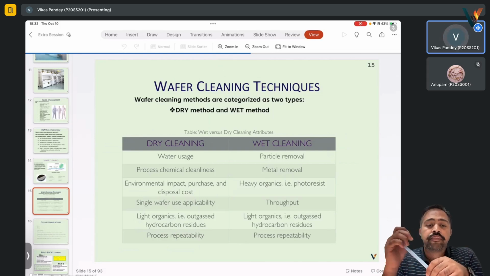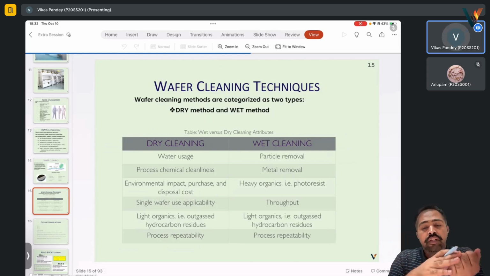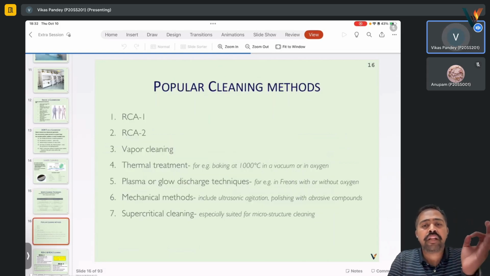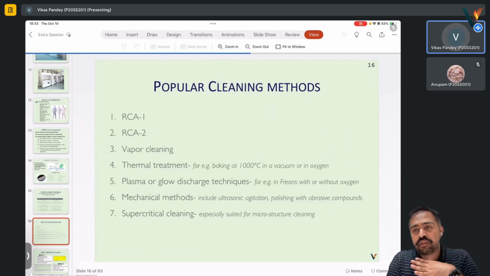But again, process repeatability is better in case of wet cleaning compared to dry cleaning. But the environmental contamination is different for different kinds of cleaning techniques. So what are some popular cleaning methods? One is a combination of RCA1 and RCA2. Second is vapor cleaning, thermal treatment, that is baking at 1000 degrees in vacuum or in oxygen, so that whatever is there oxidizes and goes away.